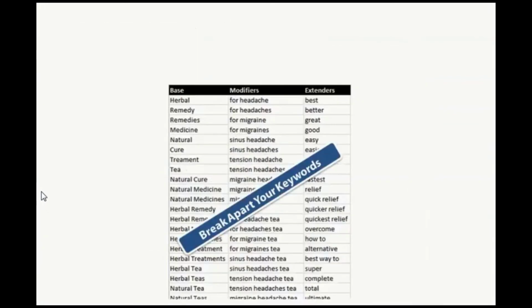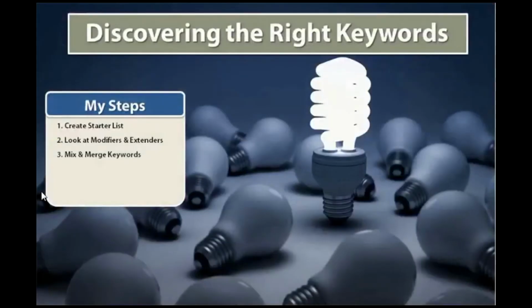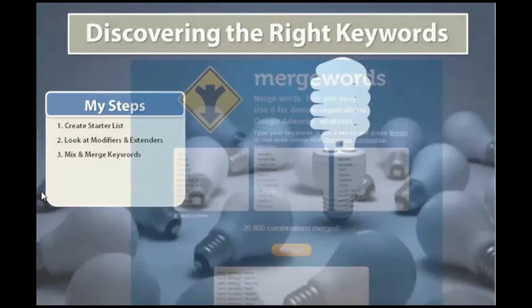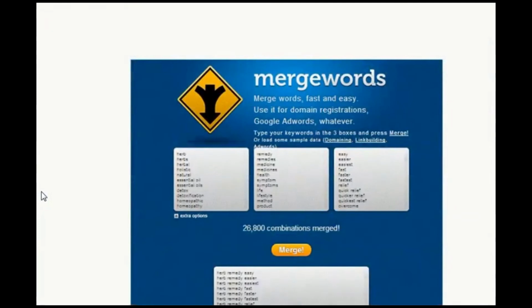A final step that I do before moving on is to actually break apart all the keywords in the starter list by looking for the base, modifier, and extender of each keyword and adding them to a new sheet in the Excel file. The last step I did really helps with the next step of mixing the keywords together in order to find even more keywords. To do this, I use merge words. You can see here that merge words provides 3 columns.